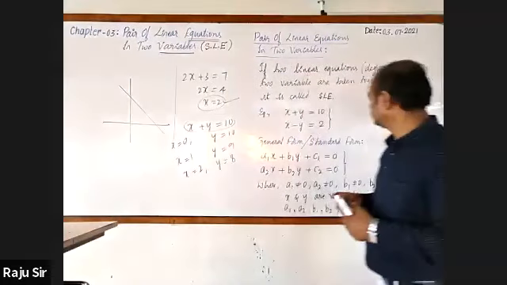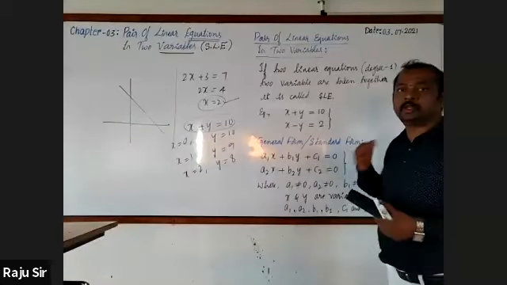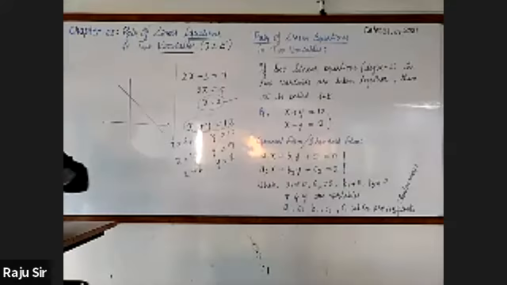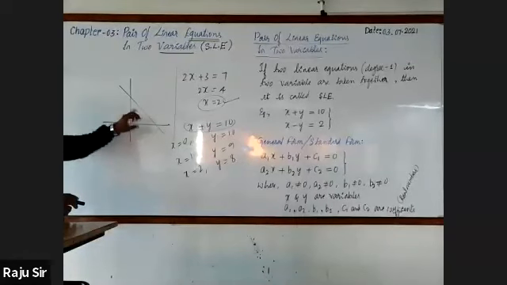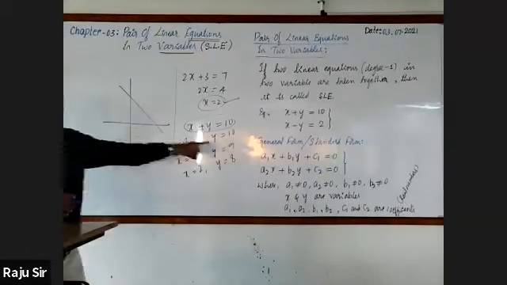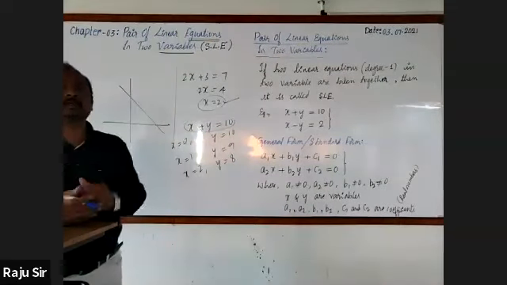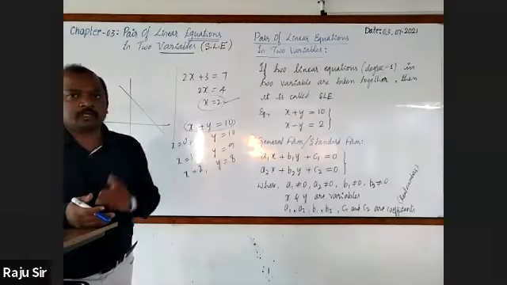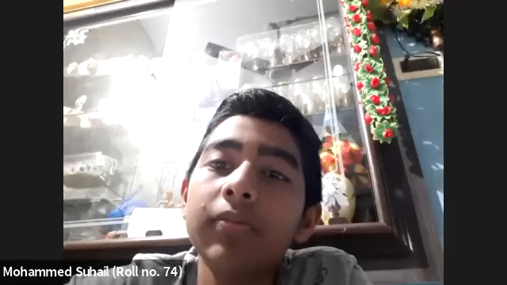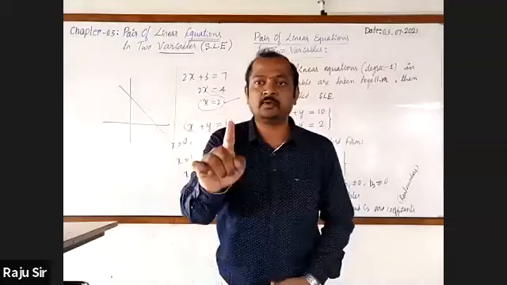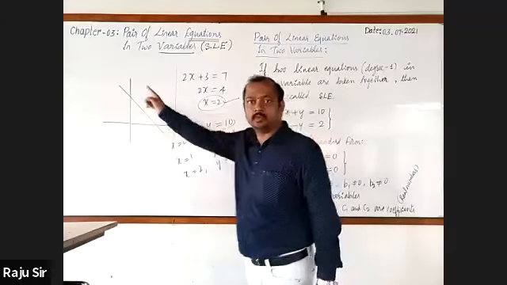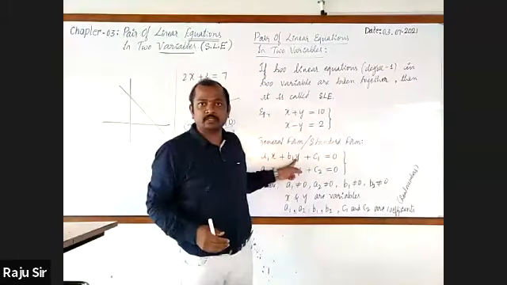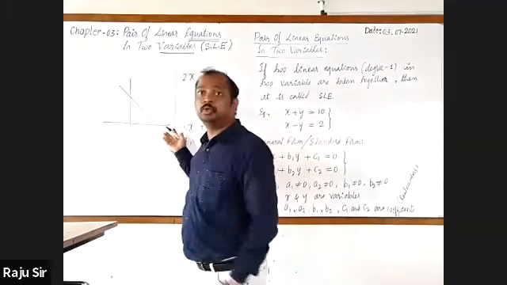But what about a pair of linear equations in two variables? The graph of a linear equation in two variables will be a straight line. If I take two such linear equations, how many lines do we get? Two lines. If I take one linear equation in two variables, you will get one line only. If I take two, then I'll get two lines.